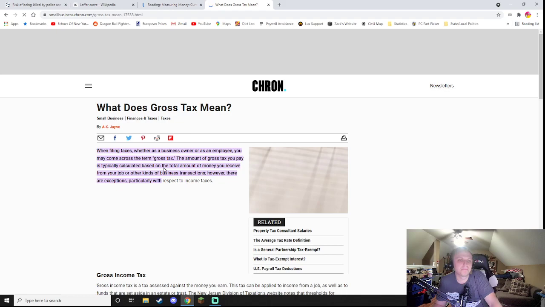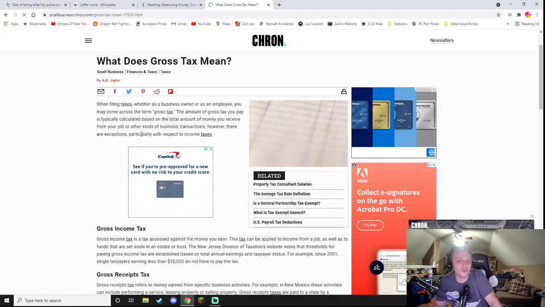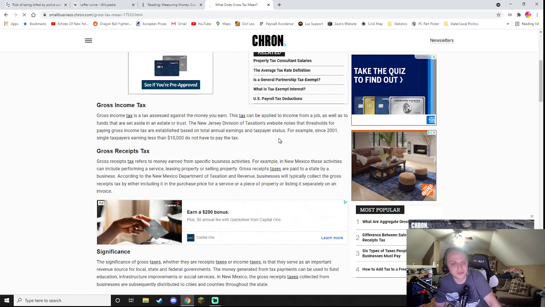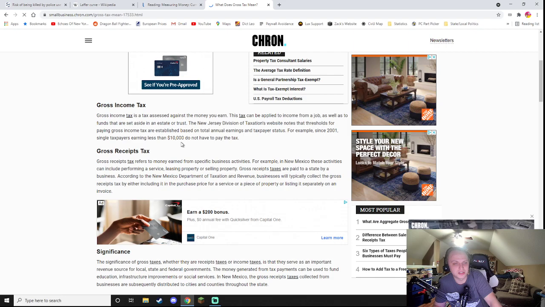When filing taxes, whether as a business or as an employee, you may come across the term gross tax. The amount of gross tax you pay is typically calculated based on the total amount you receive from your job. However, there are exceptions. Gross income tax is a tax assessed against the money you earn. It can be applied to income from a job as well as to funds that are set aside in an estate or trust. The New Jersey Division of Taxation's website notes that thresholds for paying gross income tax are established based on total annual earnings and taxpayer status.